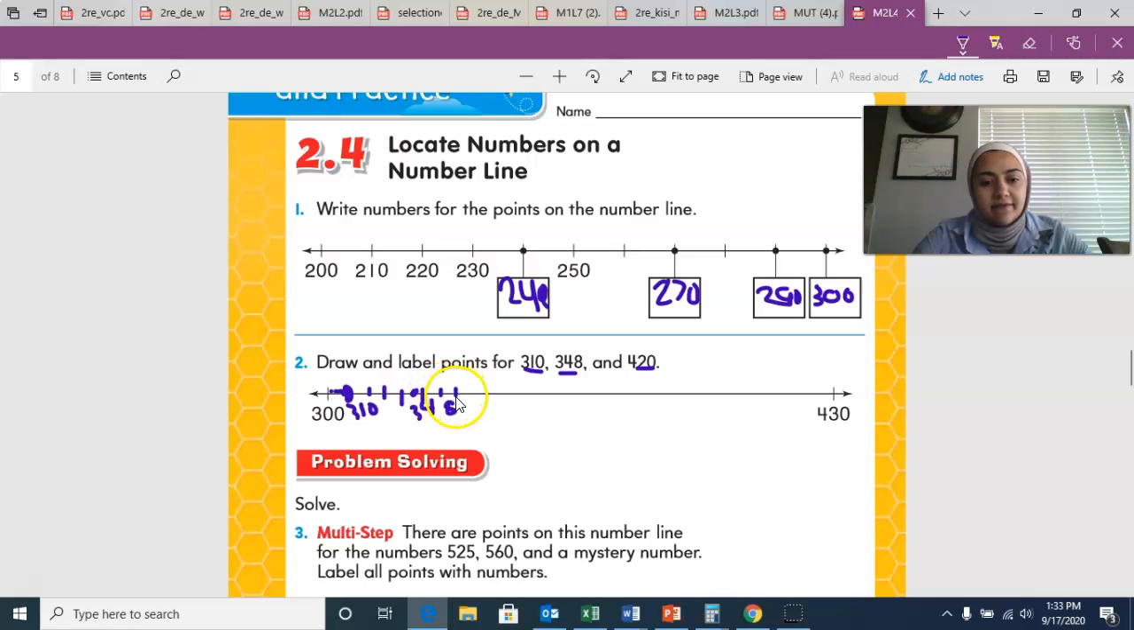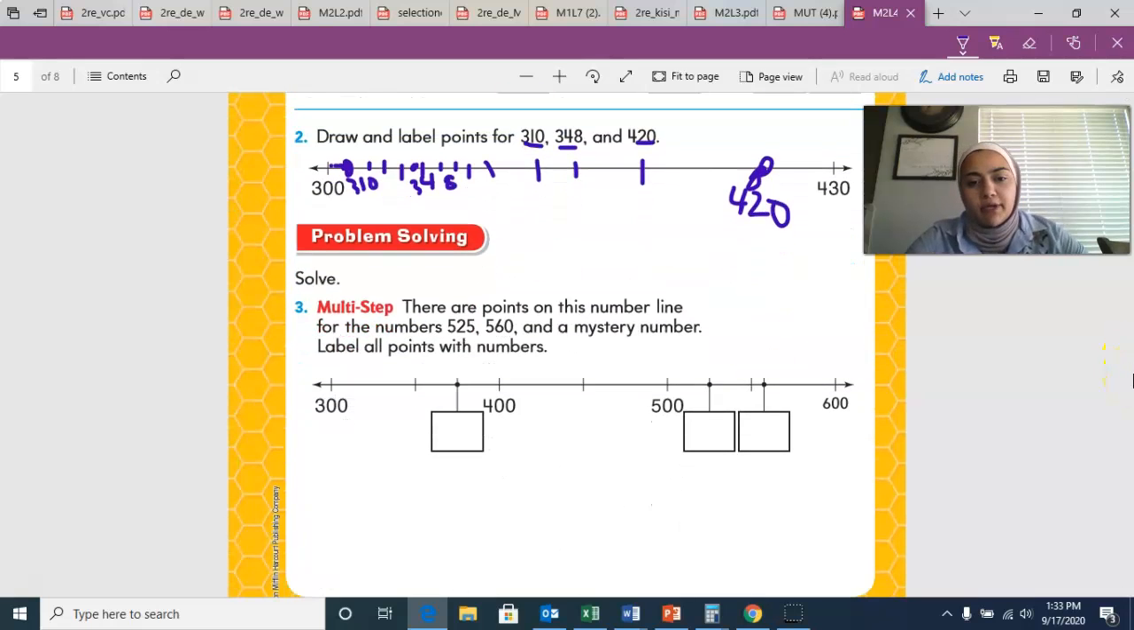This is 360, 370, 380, 390, 400, 410, 420. Obviously my spacing is completely off, but that's okay. The point is to know that 420 is the closest to 430. I would actually write 420 here, even though my spacing is a little off, but that's okay. Don't let it throw you off. As long as your numbers are in order from least to greatest, your answer is okay. All right? All right, let's look at number 3.